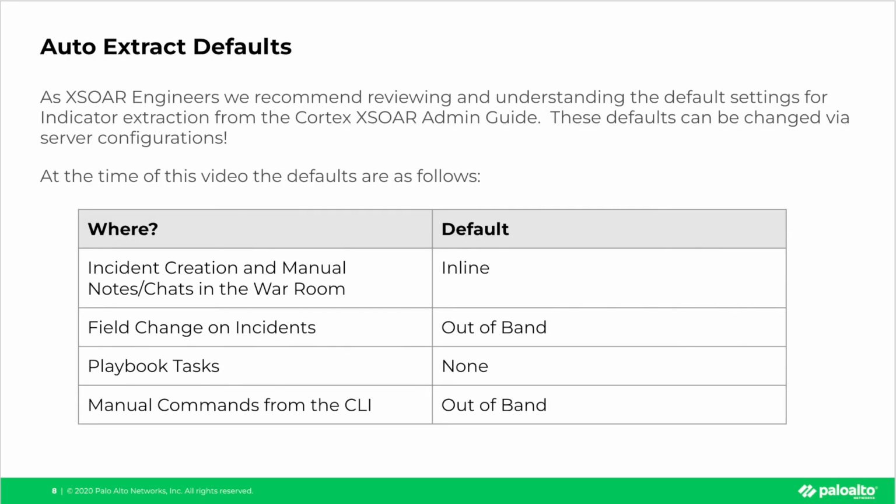As XSOAR engineers, we recommend you review and understand the default settings for indicator extraction for your server from the Cortex XSOAR admin guide. These defaults can also be changed via server configurations. At the time of this training, the defaults are as follows. For incident creation, as well as manual notes or chats in the war room, like you saw in this video, the default is inline extraction. For field change on incidents, the default is out of band. For playbook tasks, the default is none. And for manual commands run from the XSOAR CLI, the default is out of band.